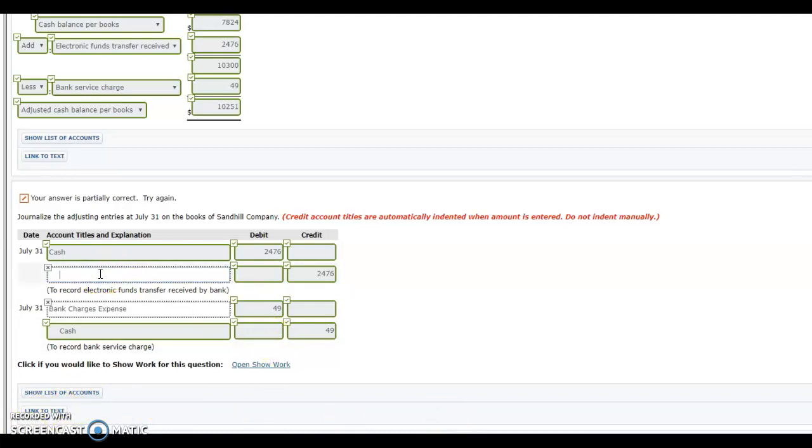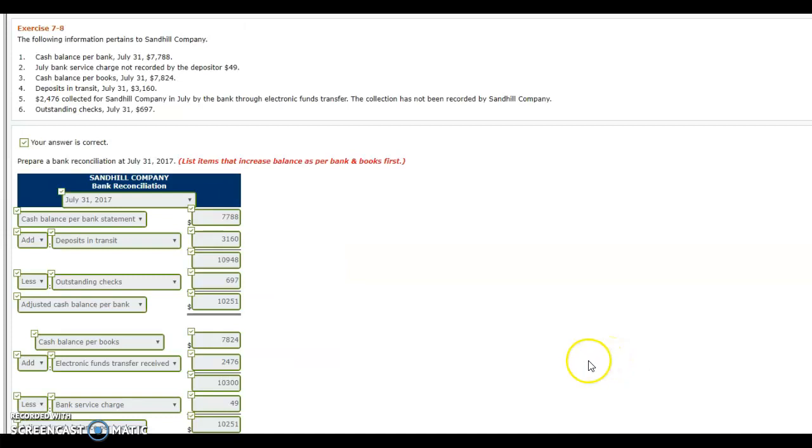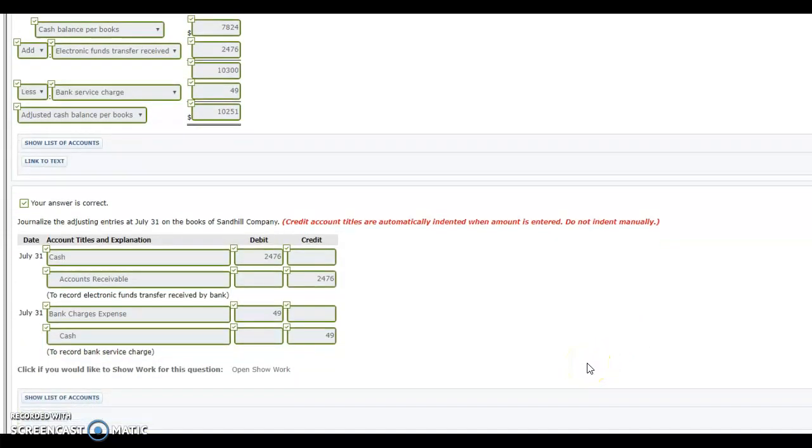Okay, and so in the book on page 349, at least the physical book, that's the page, it states that for an electronic funds transfer, you will debit the account cash, and then you will credit the account accounts receivable. And so here we go, and we will submit. And there you have it.